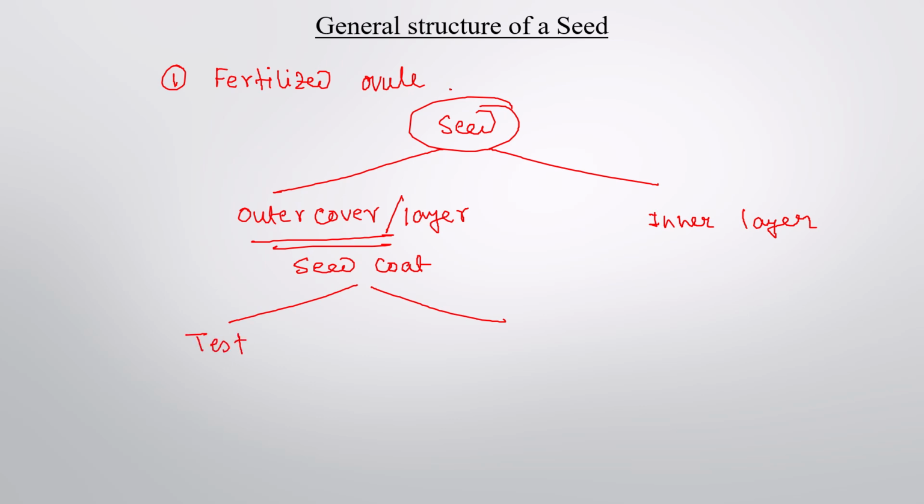testa, the outer covering, and tegmen. In some seeds, the tegmen part is absent. For example, in case of pea, the tegmen part is absent. The testa part is present in most of the seeds, and the inner layer is called the kernel.